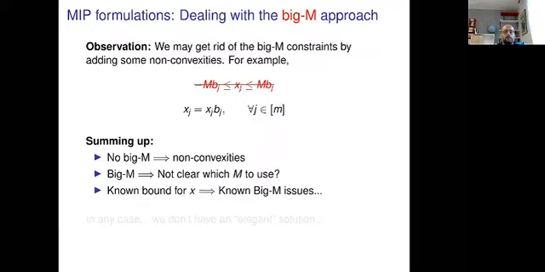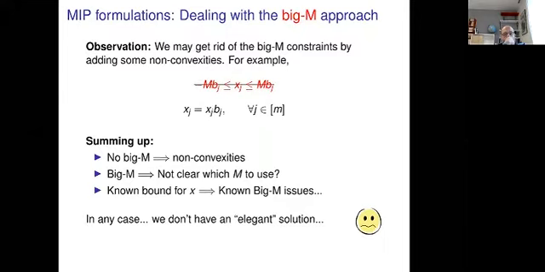Okay, so just to sum up, in order to remove this big M, we will get some non-convexities, which is not nice. If we keep the big M, then it's not clear which M to use or how to obtain it. And even if, for some reason, we know some bound for x beforehand, we still have the known big M issues, because it's a big M formulation. So in any case, the solution so far is not quite elegant.